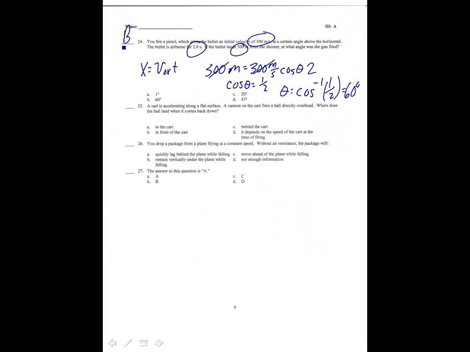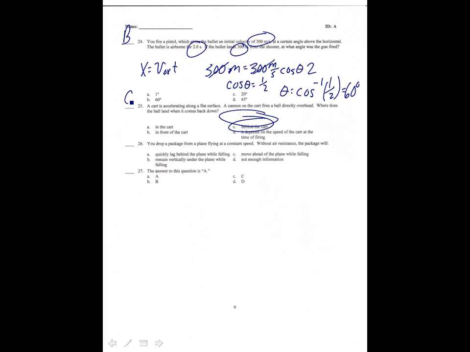Number 25, a cart is accelerating along a flat surface. A cannon on the cart fires a ball directly overhead. Where does the ball land when it comes back down? Well, this is straight from the concept test. If it's accelerating, the ball falls behind the cart.